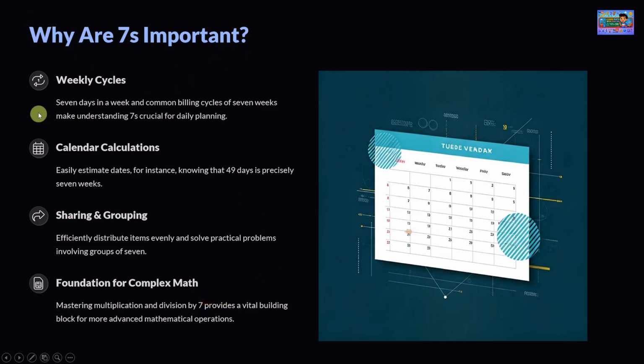Why is it important? Weekly cycle: 7 days in a week, and a common billing cycle of 7 weeks make understanding multiples of 7 crucial for daily planning. Calendar calculations: easily estimate days, for instance, knowing that 49 days is precisely 7 weeks.